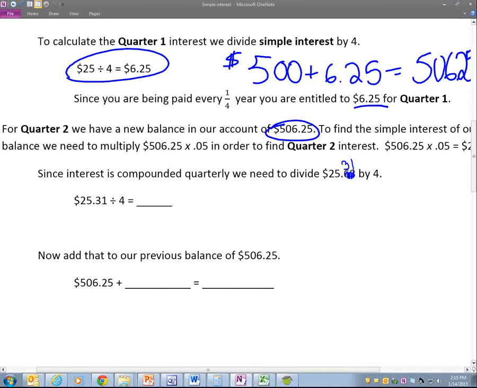I do want you to write what I wrote up here. You don't have to do the circling and underlining. I'm just doing that to guide if people are watching on YouTube. Let me see where I'm talking.